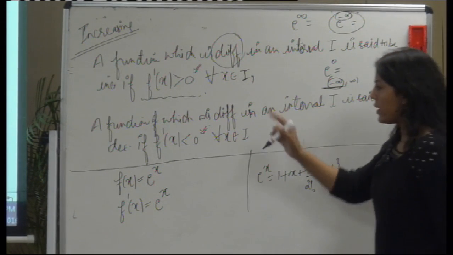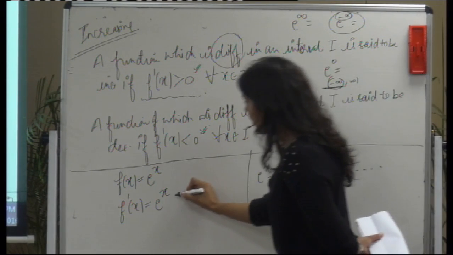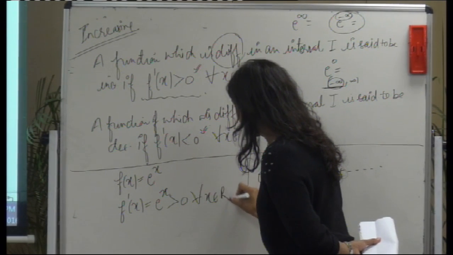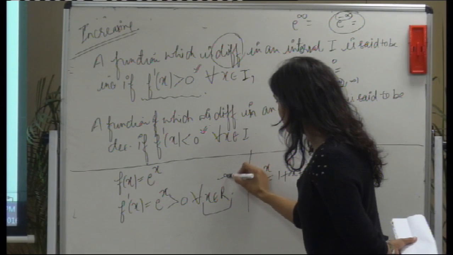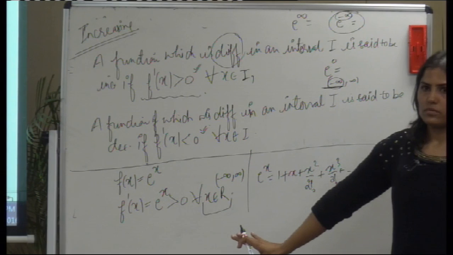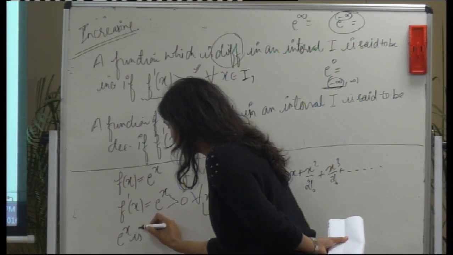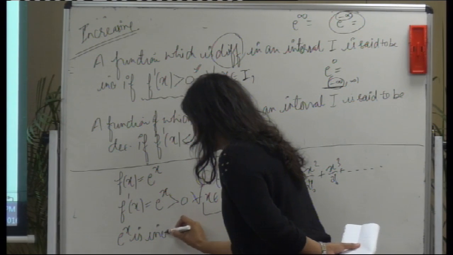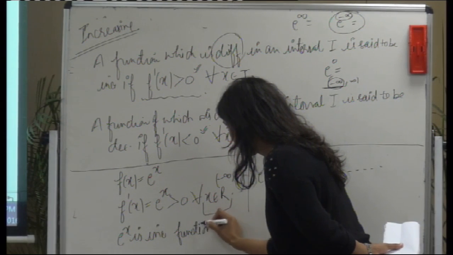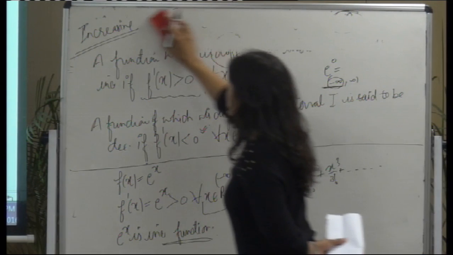So e to the power x for all values, this is the expansion, the series of e to the power x. This is always greater than 0 for all x in R. R is basically minus infinity to infinity. This is the interval, na? So this is positive. So what does it mean? It means e to the power x is a strictly increasing function. Okay. Now just write it down and then tell me.